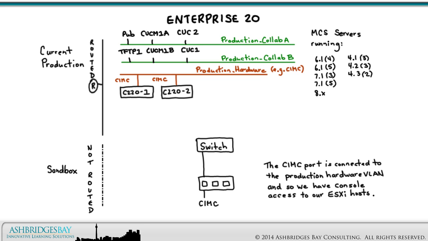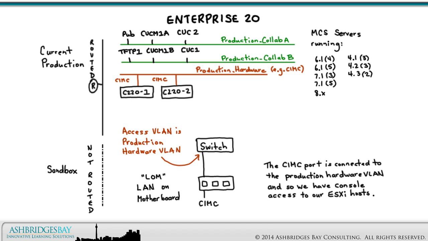The switch port to which the CIMC port is connected will be an access port with the access VLAN configured to be the production hardware VLAN. This port will be configured with port fast enabled. There is no reason to isolate the new hardware. Connecting our new servers to the production hardware VLAN is the right way to go and makes managing everything much easier during the transition.